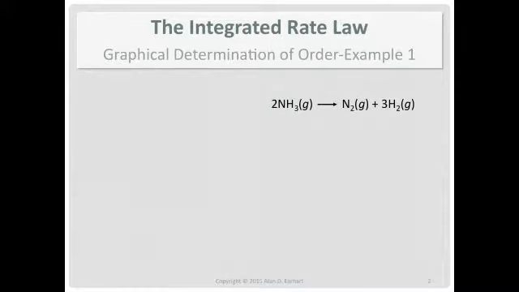Ammonia can decompose into nitrogen and hydrogen gases. And in this first example, we're going to determine the rate law, the order of the reaction, and the value of the rate constant. We're not going to do it using the method of initial rates as we did before. We're going to use the graphical technique that was described in the introduction podcast.